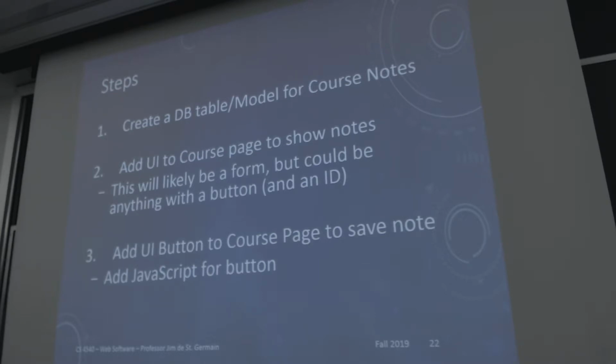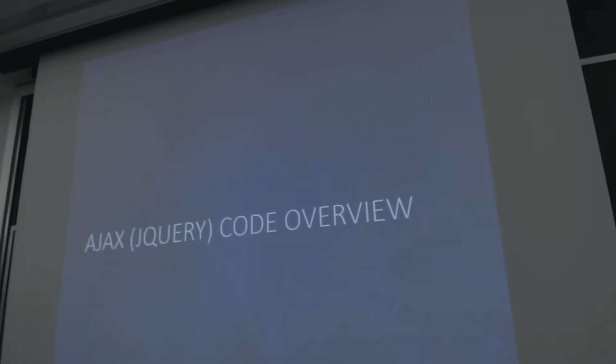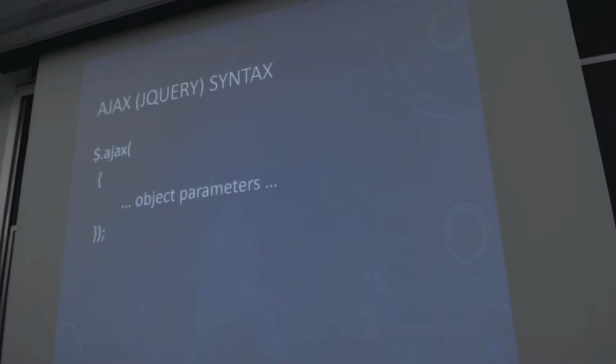First, we have to create a database table in the model, but we've all seen how to do that before. We have to add UI to the course page, but I'll show you that UI is pretty straightforward. And then we have to add a button that allows us to click on it and save a note to the web page. So we have to do a lot of things on a web page, and we have to send that information. We use AJAX. So here is the syntax for AJAX. And I'll put it up here. You'll probably just cut and paste it off of the web, but we get used to this. So dollar means jQuery.ajax. AJAX is a function of the jQuery library. And then curly braces, and we put the parameters of our AJAX request here. And when our JavaScript executes, this will fire off a message to the server.